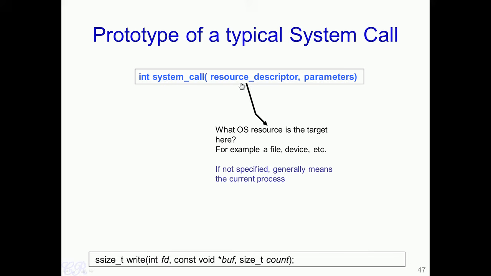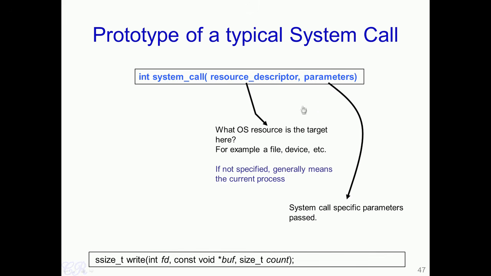For example, if the resource descriptor is stdout, then the resource in use here is the monitor. So, some system calls also do not specify this resource descriptor. In such a case, the system call is meant for that resource itself. For example, if we use the sleep system call, we only specify the time and no specific descriptor such as the file, device and so on. This means that the current process wants to sleep for that given interval of time.